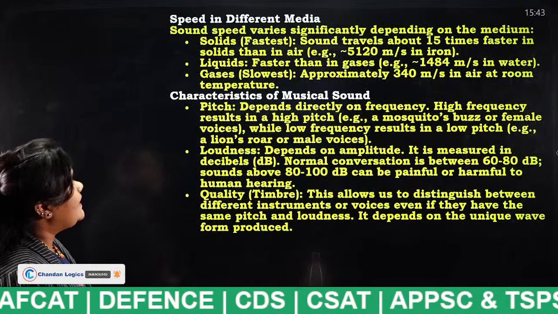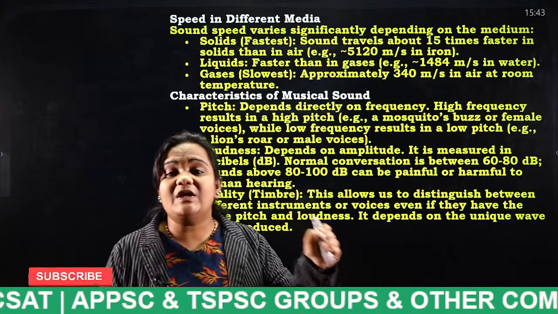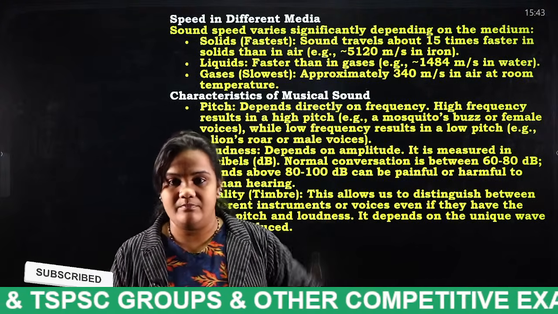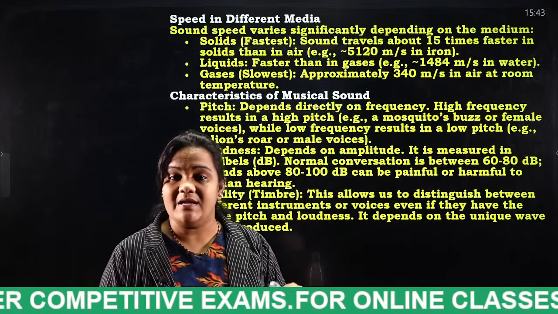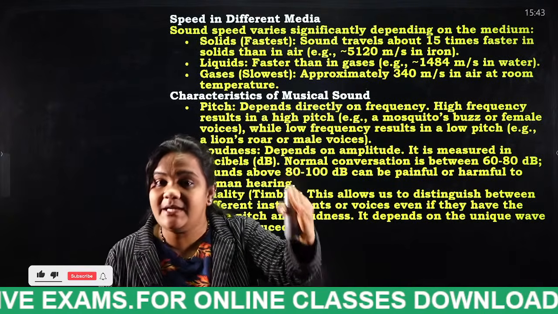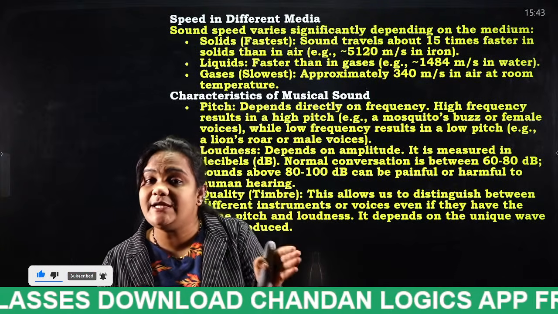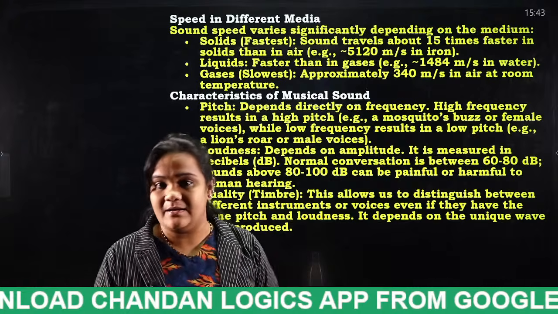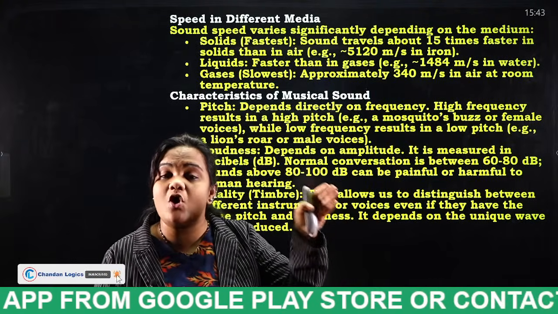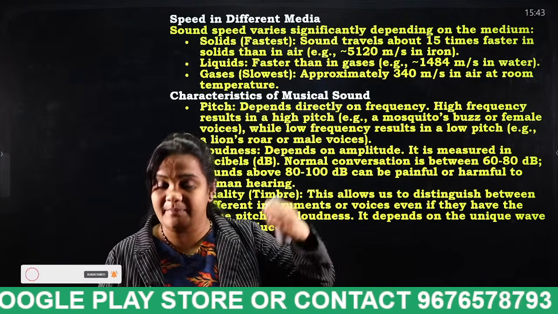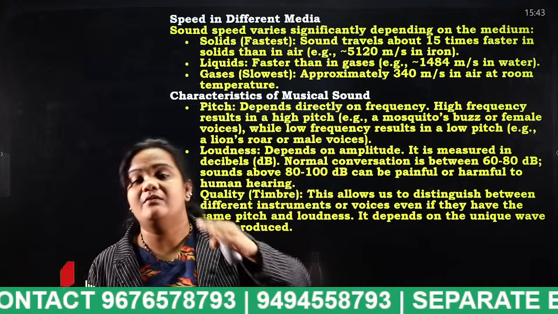Speed in different media. We have discussed many times. Light does not require any medium to travel. Light can also travel in a vacuum. So what is the speed of light, students? 3 into 10 power 8 meters per second. Did you get what I said? Light does not need any medium to travel. It can even travel in vacuum also.